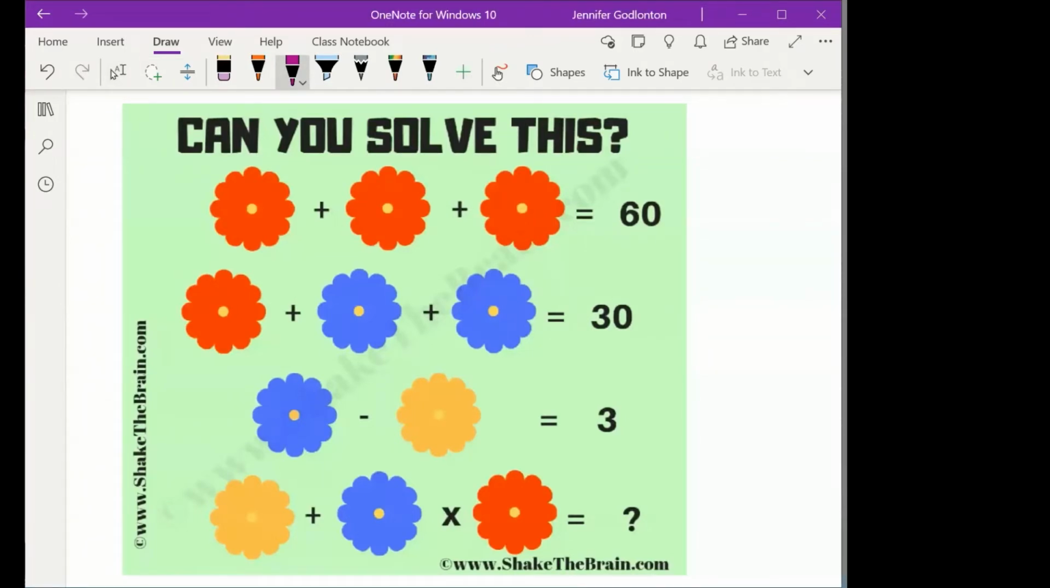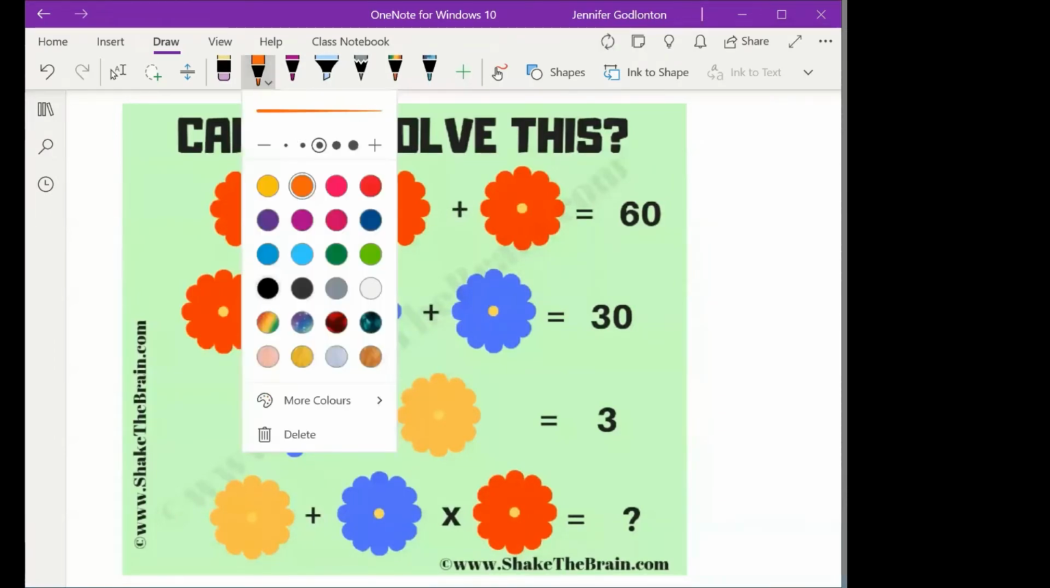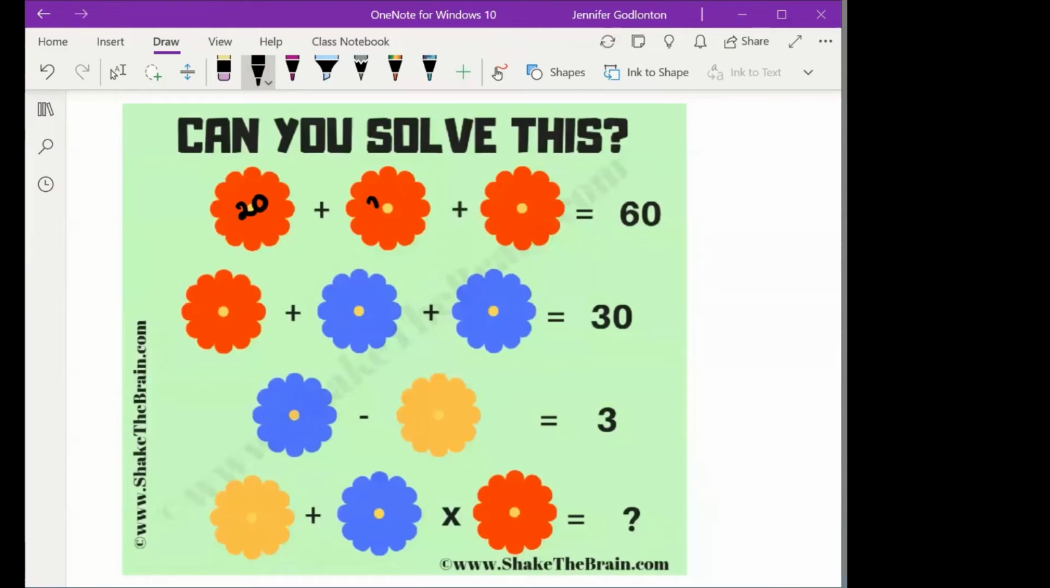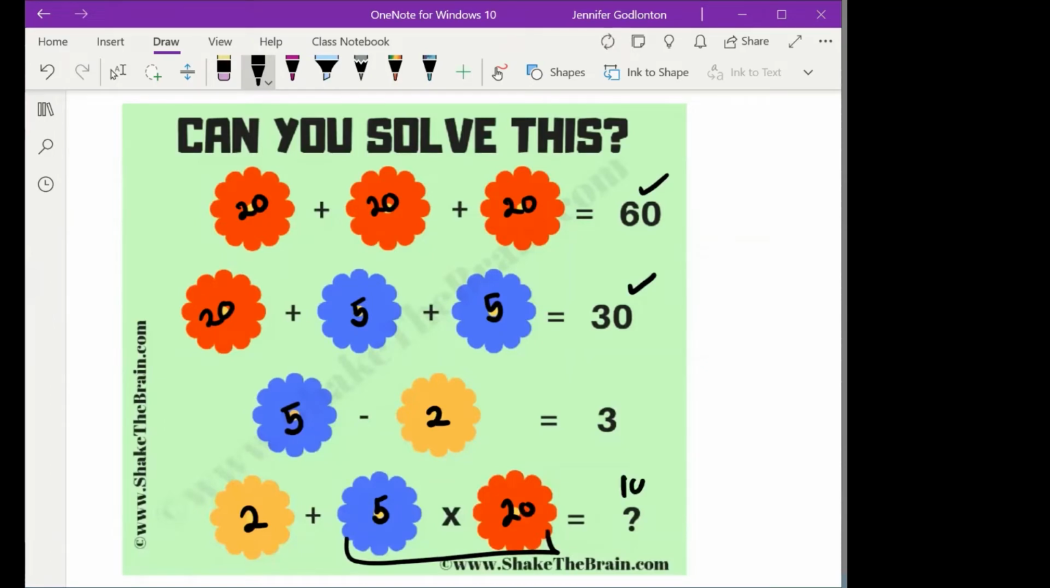So, okay, let's have a look. So 3 flowers equals 60, which means each of my red flowers needs to be 20, because 20 plus 20 plus 20 is 60. So that means that's 20, and these need to be the same as each other, so they must each be 5. Because that needs to be 30, and that means that our yellow one must be 2. And so we land up with 100 plus 2, which is 102.